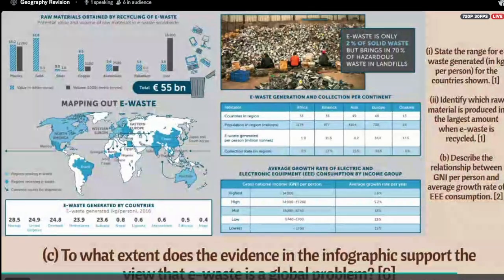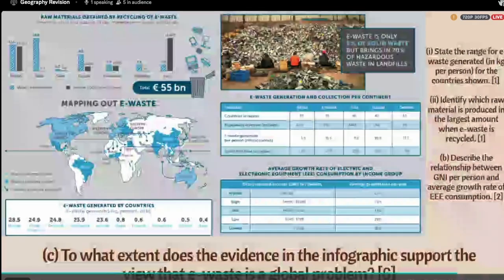Let me show you guys the answers. For number one, it's from 0.4 to 28.5 or 28.1. Both of those were correct. Iron is correct. And then for question B, it's either negative correlation or, exactly like what you guys said, inverse relationship. Negative correlation, those both are correct in that sense.